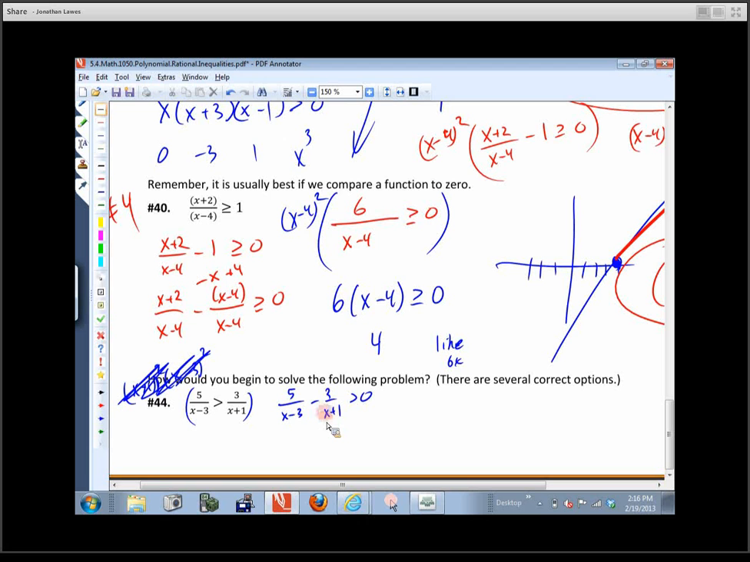What next, Tylin? Now get a common denominator. So this is going to be 5(x plus 1) minus 3, put this in parentheses, (x minus 3), all over (x minus 3)(x plus 1), and that's still greater than 0.